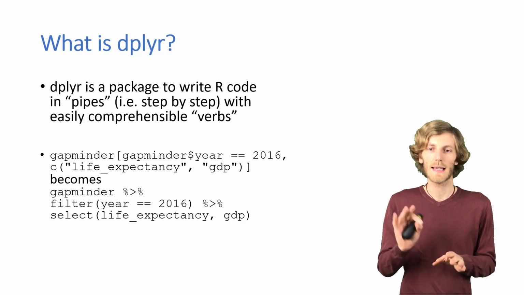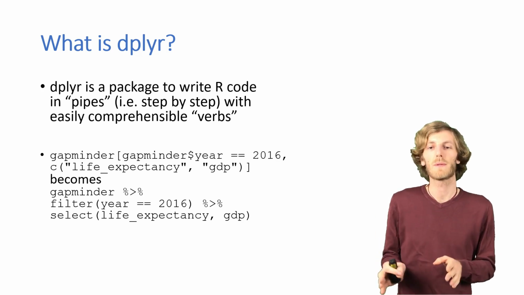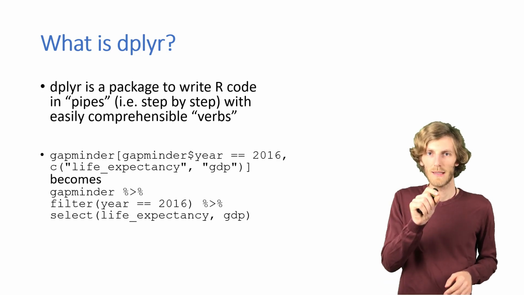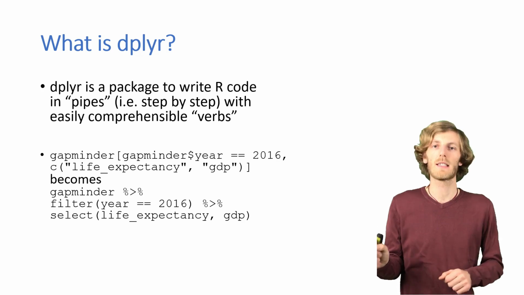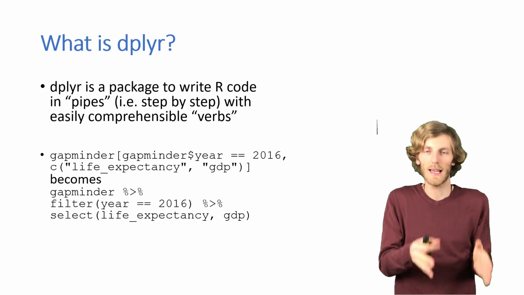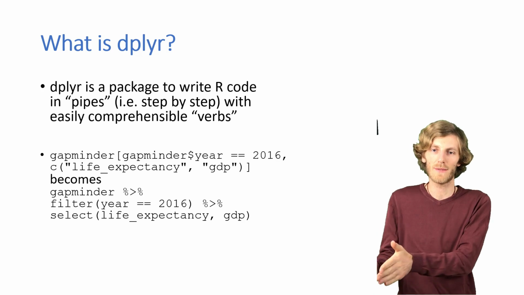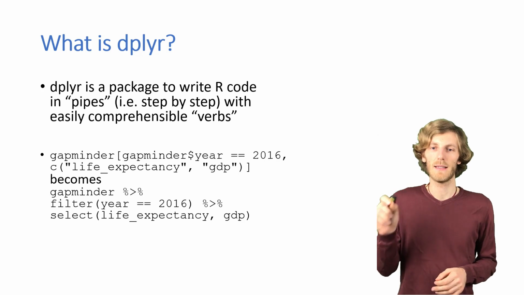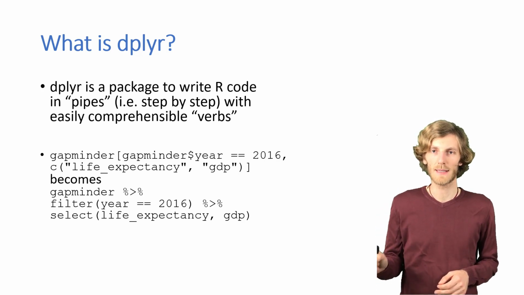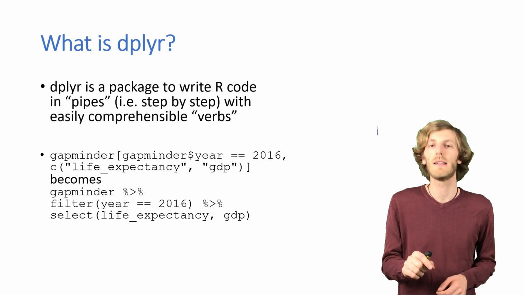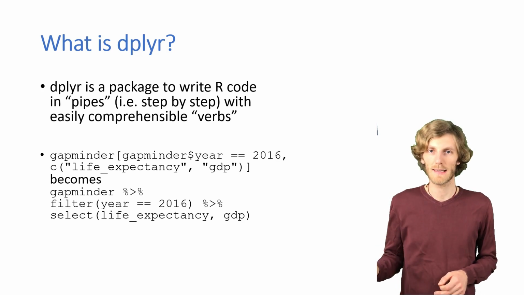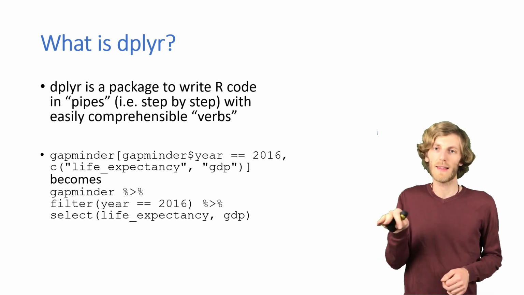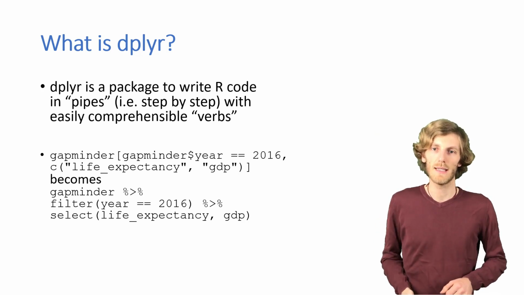Here with dplyr, we say gapminder, filter for the year 2016, and then select life expectancy and GDP. The pipe, the percentage greater than percentage operator, just says take what's on the left hand side and put it into the function on the right hand side as the first argument. So in this case, gapminder pipe filter year equals 2016 is the same as filter gapminder year 2016. Writing it sequentially just makes it a lot easier to do many things in a row without the code becoming hard to read.